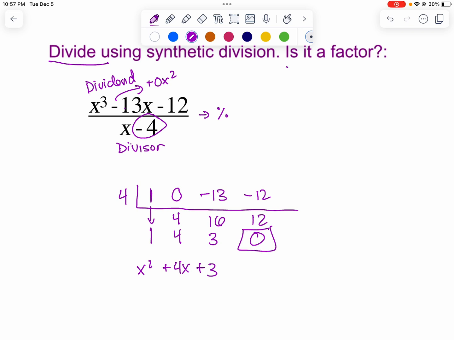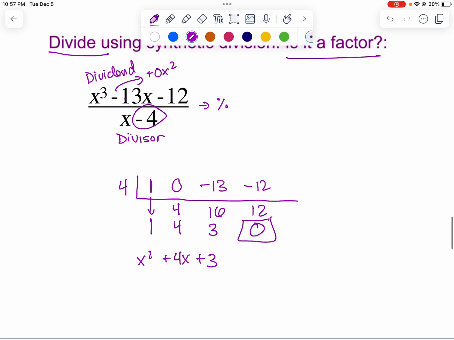And we answer the second question after. Is it a factor? The answer is yes. X minus 4 is a factor because there is no remainder.